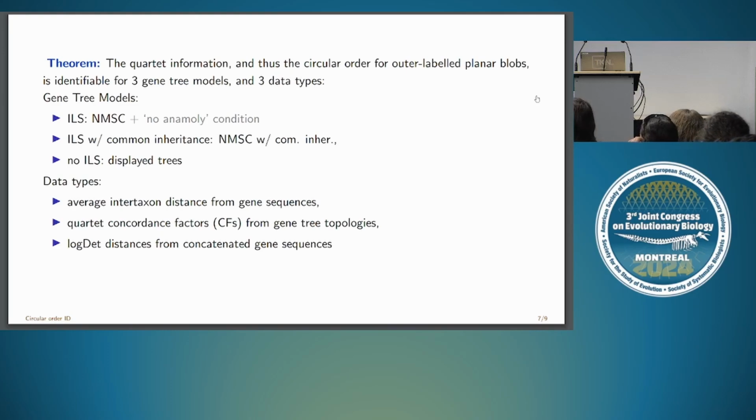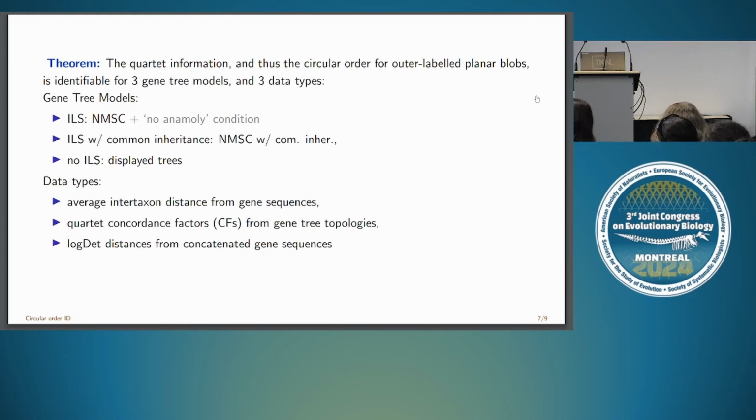And the 3 data types are average intertaxon distance from gene sequences. So what that means is I look at each gene, I see how far apart each pair of taxa is for that gene, and then after I've done that for every gene, I average. Okay. The second one is quartet concordance factors that have come up in a very large number of talks. So that is the quartet topologies of gene trees, the counts of them.